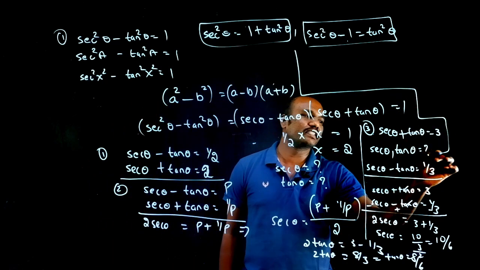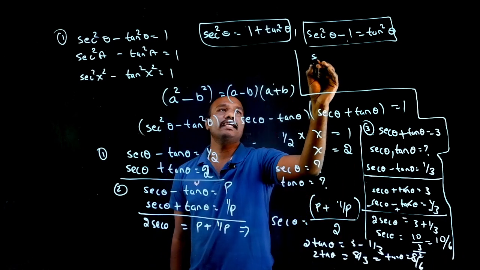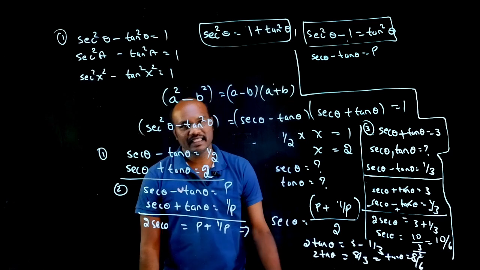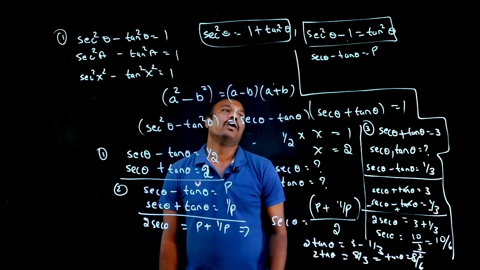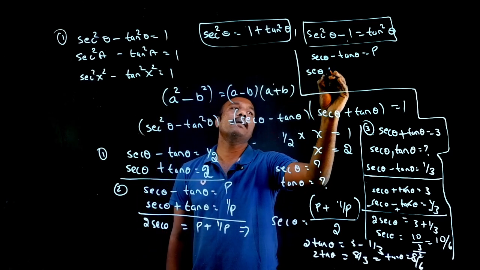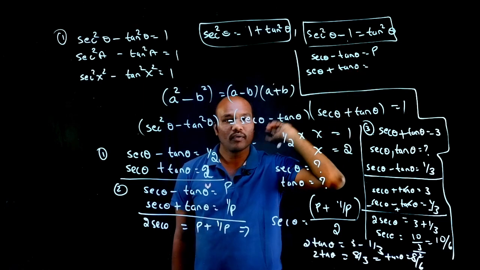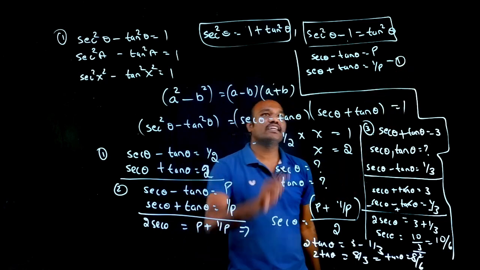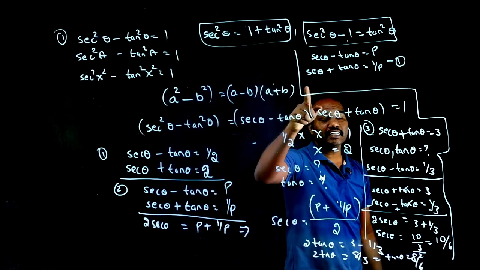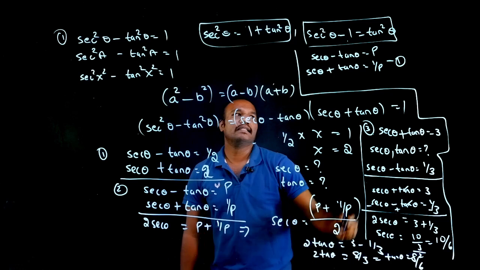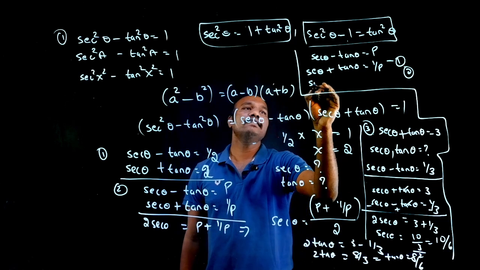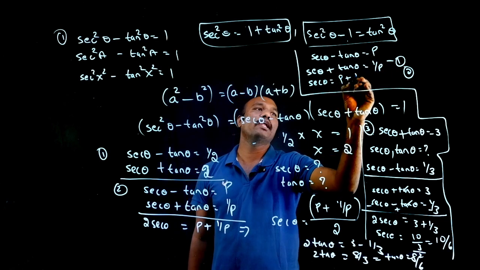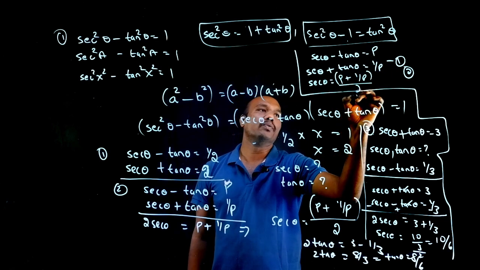If I come to the results: if secant theta minus tan theta is given as P, what will be the secant theta plus tan theta value? It will be 1 by P. This is the first thing you need to know. Vice versa, if they give secant theta plus tan theta equal to P, secant theta minus tan theta will be equal to 1 by P. The second result you should know: if you want secant theta, just add, so secant theta is P plus 1 by P, by 2.